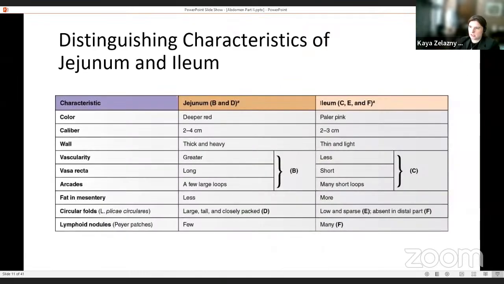So when we're looking at the jejunum and the ileum, we can see some differences in the coloration a little bit. We can see differences in the thickness of the wall. Some of the vascular properties are going to vary. There are a number of different things we can look at to try and tell these two apart. So you can look through those later. This is a good reference slide if you're trying to figure that out.